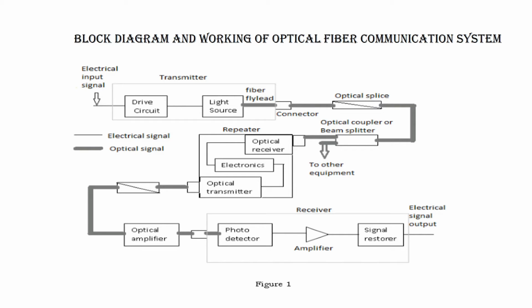So here we will have the optical fiber. First we connect that to the connector. Here you can see the connector. Now your signal is in the form of a light signal, and this is our transmitter. The driver circuit and light source together constitute the transmitter. A light source can be a laser or LED. So this is our transmitter section.